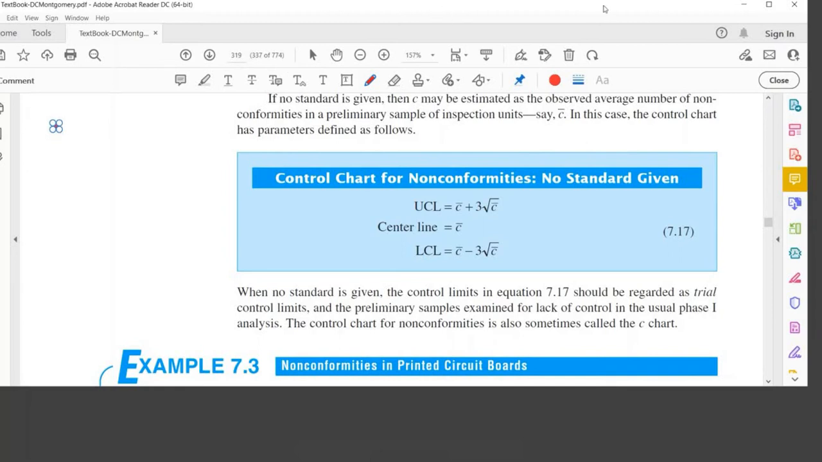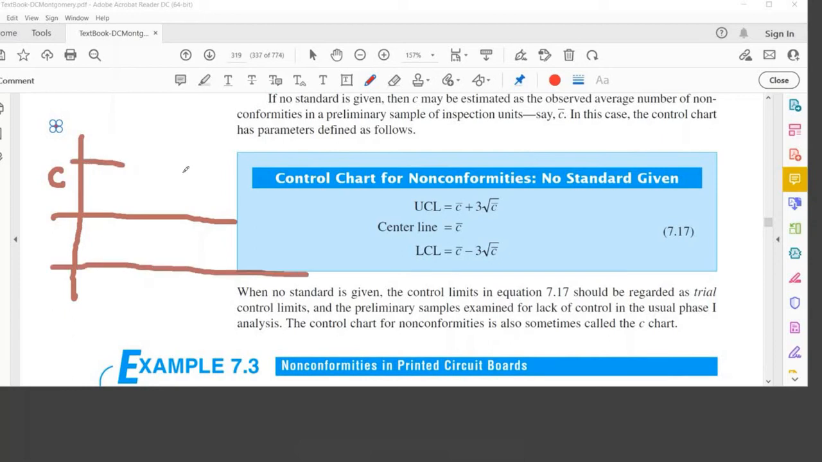Okay, maybe I can explain here. Let's say you have a C chart. What you are plotting is the value of C. When we say C chart, what we plot inside is C values. When we say X bar chart, what we plot inside is X bar values. So inside here, we plot C.